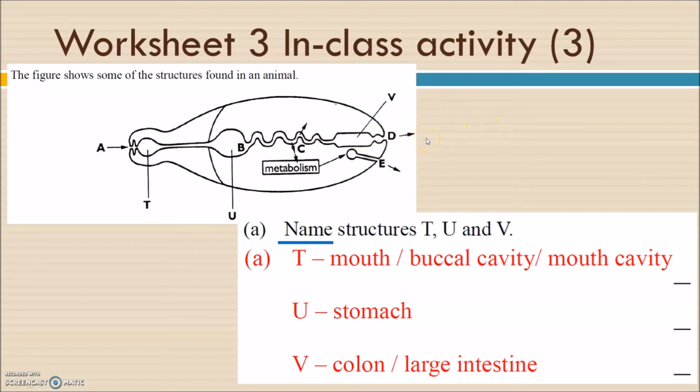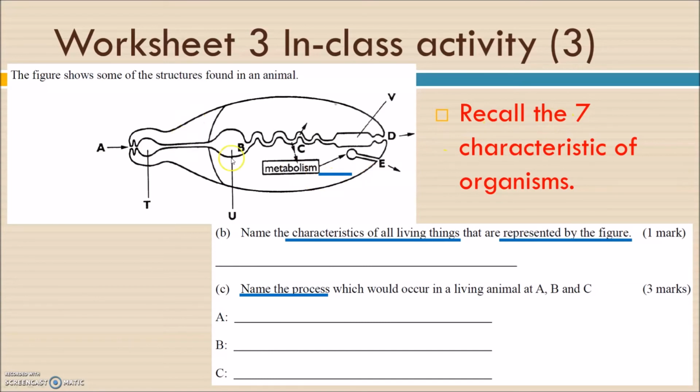After that we need to name the characteristic of all living things that is represented by this figure. You can recall the 7 characteristics of organisms in chapter 1 and pick that, because for the whole chapter we are talking about digestion. So we need to know that it includes ingestion, digestion, absorption, assimilation, and also egestion. So actually that's the process of nutrition, right?